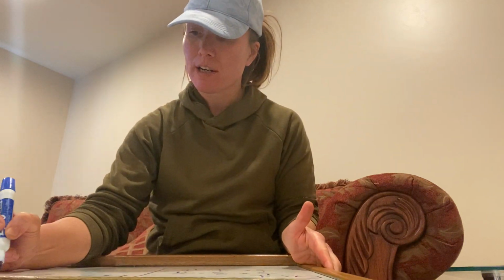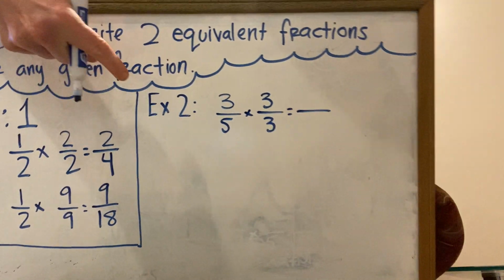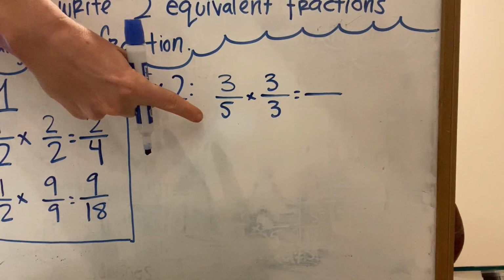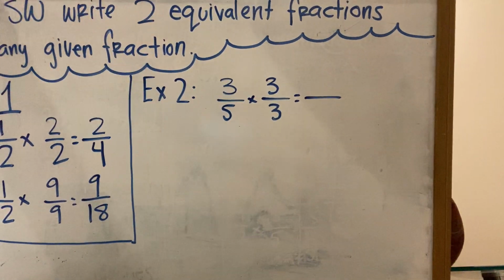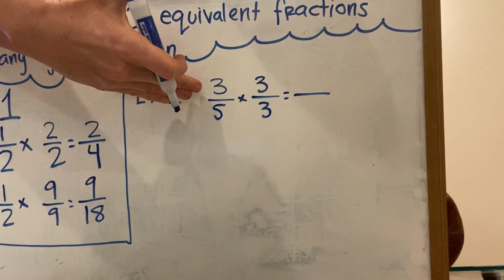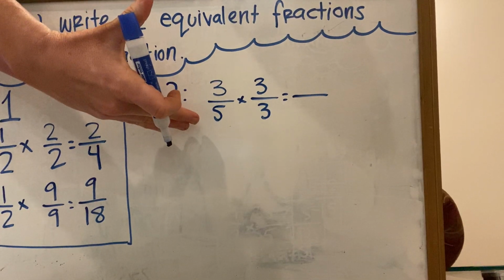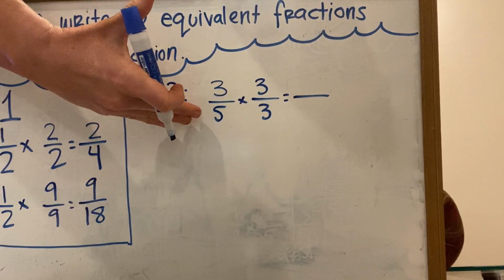Again, whatever I multiply the top by, I have to multiply the bottom by. So I'm going to show you what that looks like here. Here's my example 2, 3/5. I just picked any number, it doesn't matter: 3. So you see here, 3 times 3, hopefully you all know, is 9. 5 times 3, hopefully you all know, is 15. So I'll show you what that looks like.